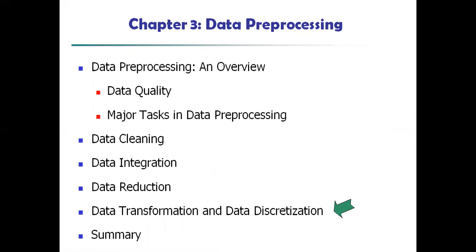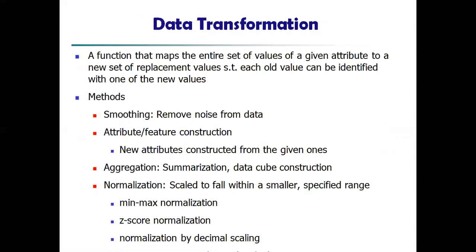Okay, next is data transformation and data discretization. What do we mean by data transformation? It is a function that maps the entire set of values of a given attribute to a new set of replacement values. For example, each old value can be identified with one of the new values. This is nothing but the concept of normalization. Instead of taking a large value, we scale it to smaller values, say for example 0.0 to 1.0, so that it is easy for us to analyze. That is also the concept of data transformation.